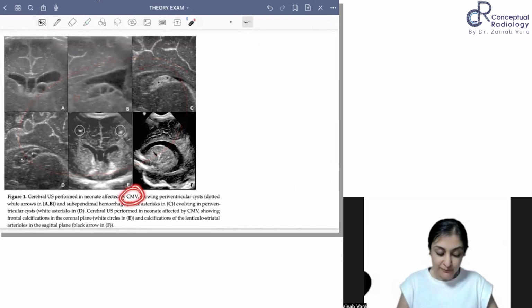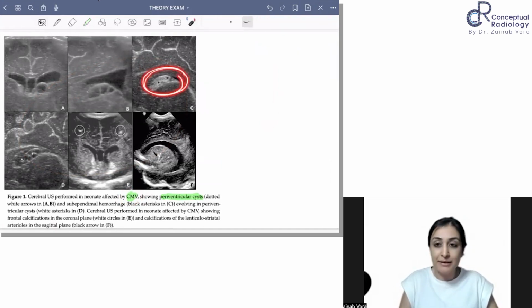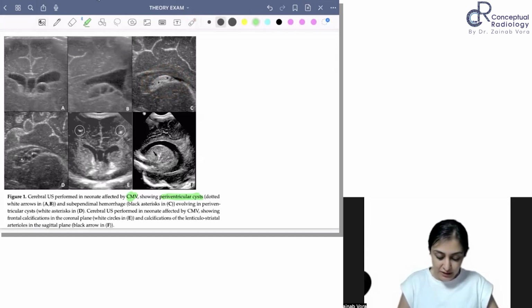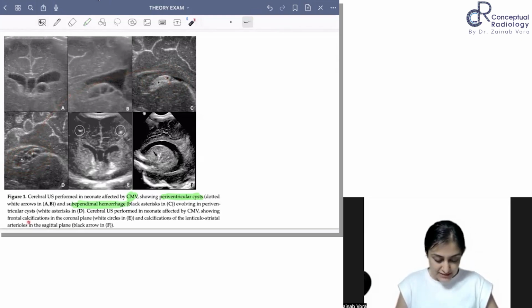So look at CMV. This is a case of CMV. What are the findings? Periventricular cysts you are seeing. You can also see subependymal hemorrhage. Can you see this? Another baby. You can see subependymal hemorrhage evolving in the periventricular cysts. So you can see this, how the periventricular hemorrhage has evolved to become these cysts. And you can also see some calcifications here in the frontal lobe, calcification of lenticulostriate arterioles.